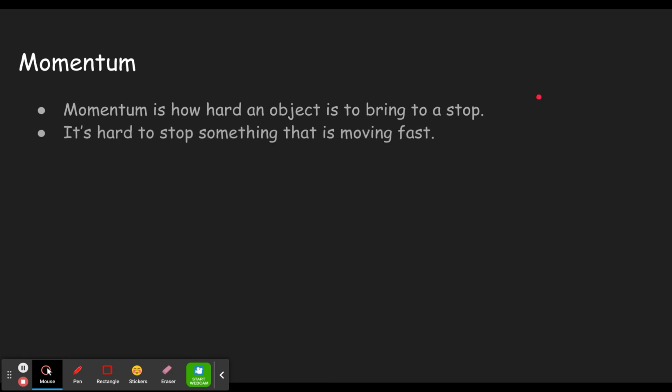One is how fast it's moving. The faster something's moving, the harder it is to stop. Like take a bullet, for example. Okay, it's not particularly easy to stop because it's moving so fast.